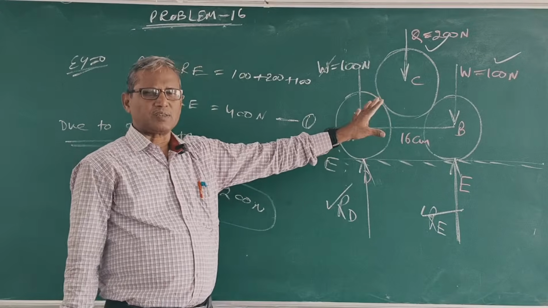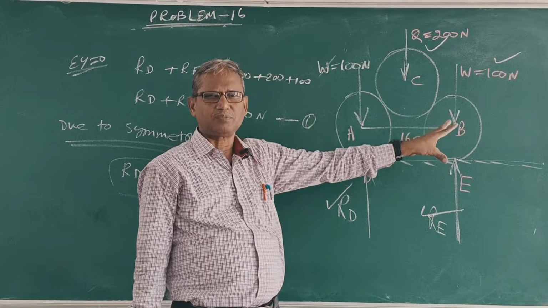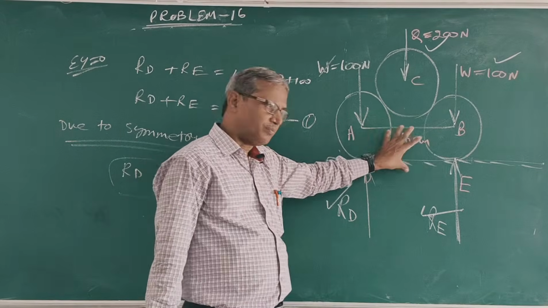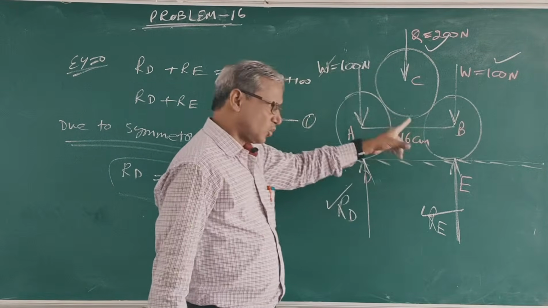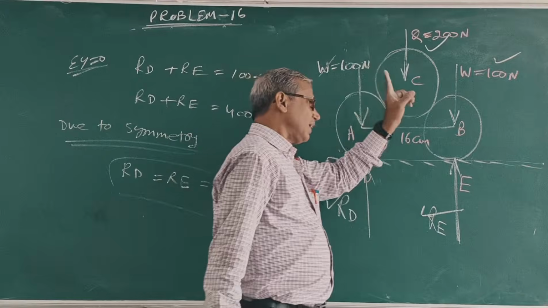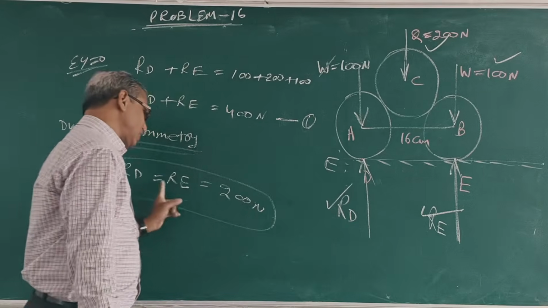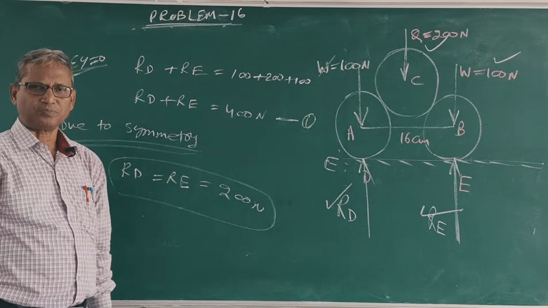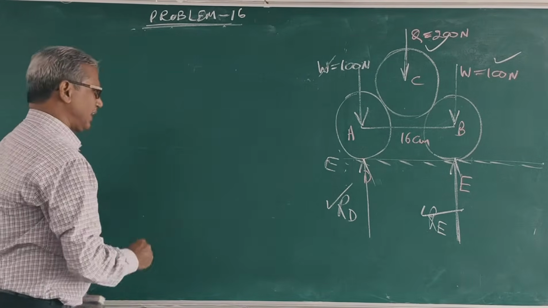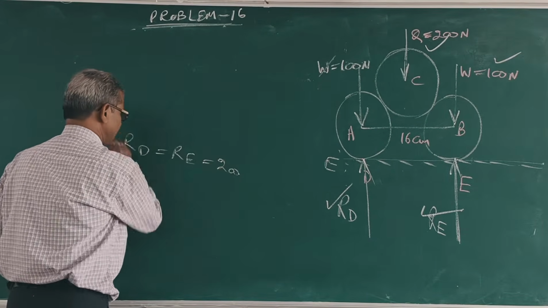This system is in equilibrium condition. This 100 Newton, this 100 Newton. The 200 Newton force of roller C divides equally into two parts, this side 100 Newton, that side 100 Newton. So at A, RD is equal to 100 plus 100, 200. For roller B, RE is equal to 100 plus 100, 200. So RD is equal to RE is equal to 200 Newton. Clear? RD is equal to RE is equal to 200. This is answer one.